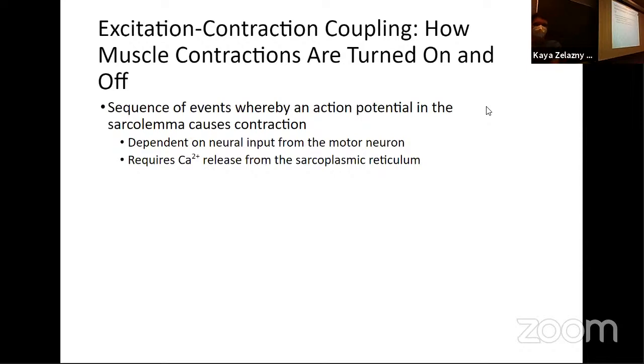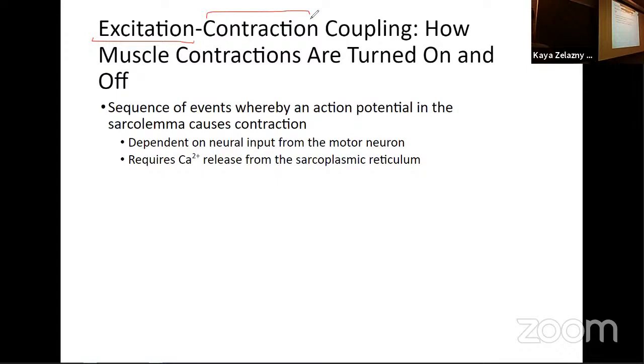Okay. So next we're going to think about the excitation-contraction coupling. So all this means, excitation, here we're talking about the fact that the nerves are coming in and giving their signals to the muscle. And then the contraction part, that's just a shortening of the sarcomere using that cross-bridge cycle.